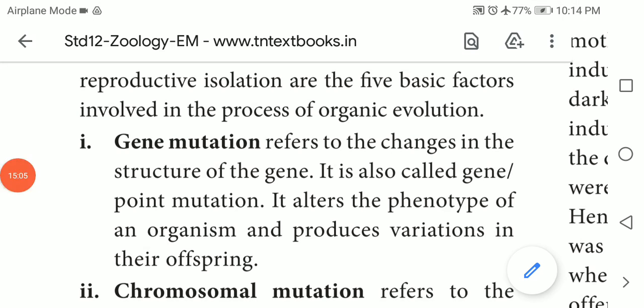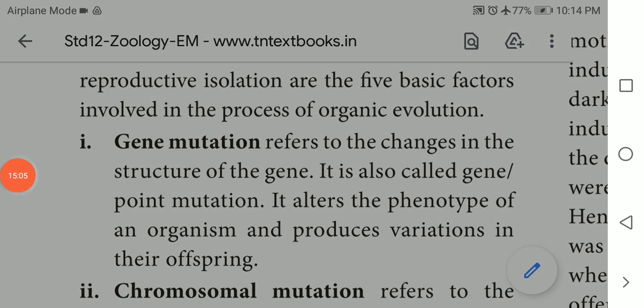If you have any doubt, you can contact me. Just underline the scientist names. They will ask you one word.